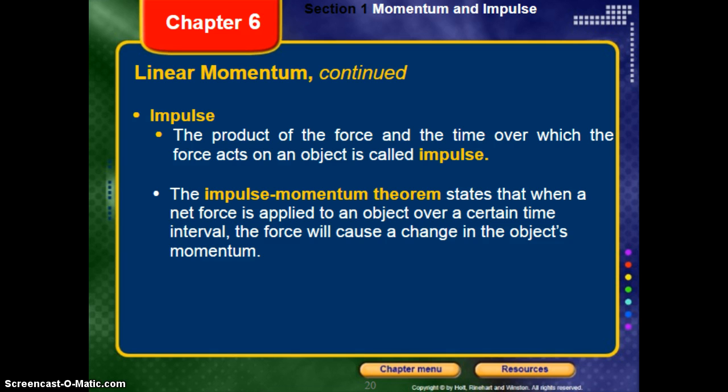Now, how are impulse and momentum related? Well, impulse and momentum has a theorem. The theorem states that when a net force is applied over a certain amount of time, that force will cause some sort of change in the momentum. This leads us to the equation that impulse, which is force times time, so that's this piece right here, equals my change in momentum. Now, because impulse equals a change in momentum, I can now use these formulas for everything that we're going to use in this chapter.